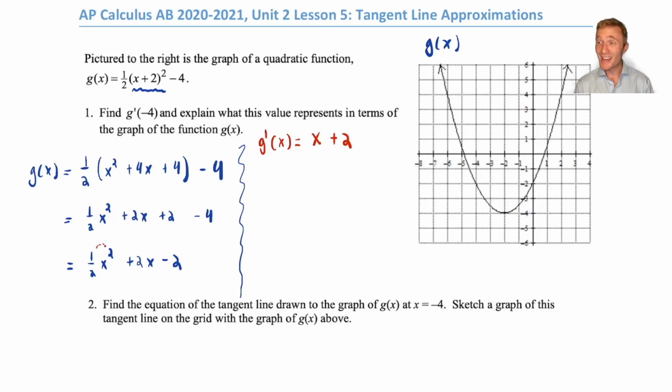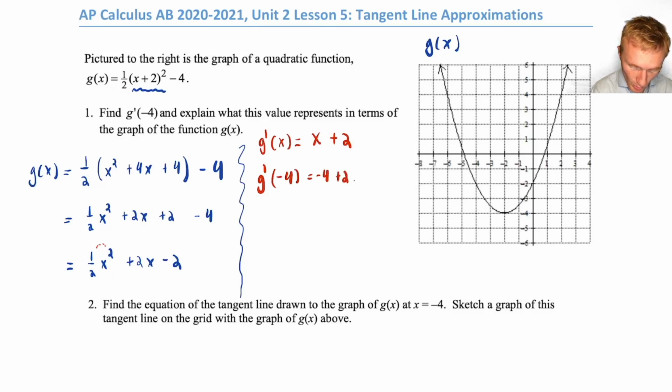So we have a derivative here. The slope of the tangent line at any point on this function is represented by x plus 2. So the slope of the tangent line, and I'm doing the explain what this represents part of this right now, the explain what it represents part, g prime of -4, which we can see here is going to be -2. That is the slope of the line tangent to g of x at x equals -4.